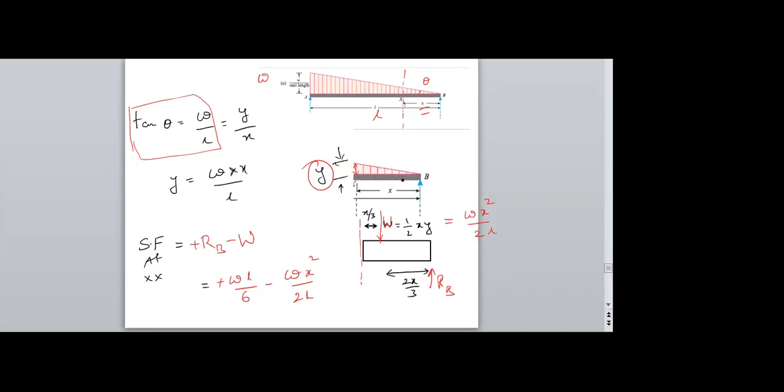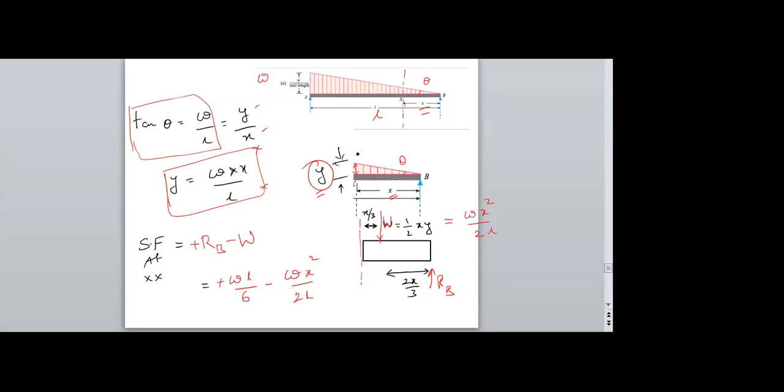And for the small triangle, the same tan theta is equal to Y by X, where the opposite side is Y and the adjacent side is X. Here the angle will be the same, therefore tan theta will be the same for both. So Y will be W into X by L, Y in terms of X.